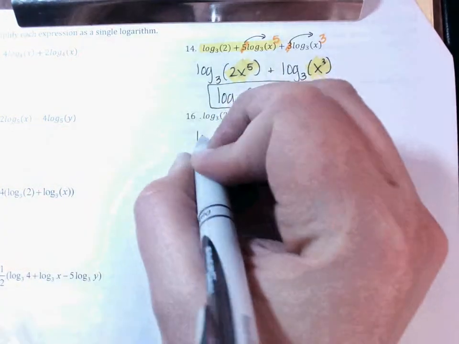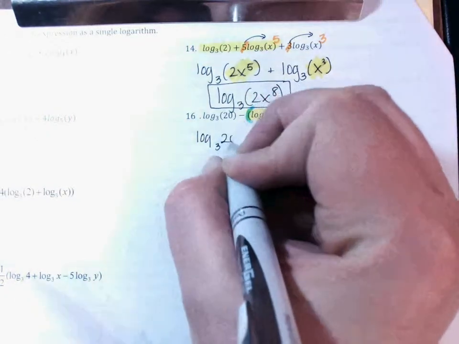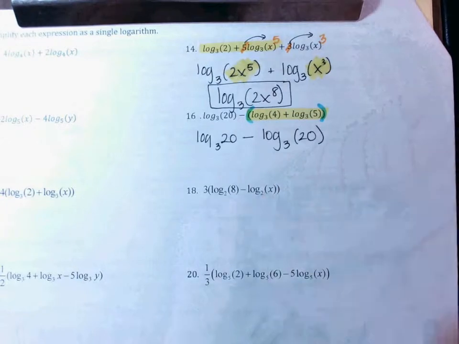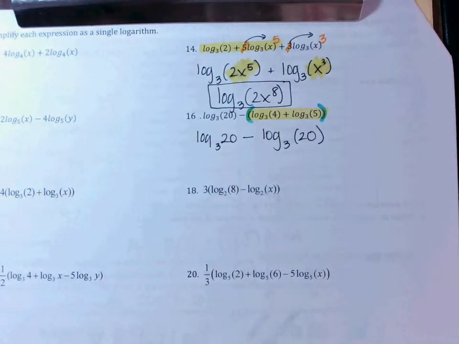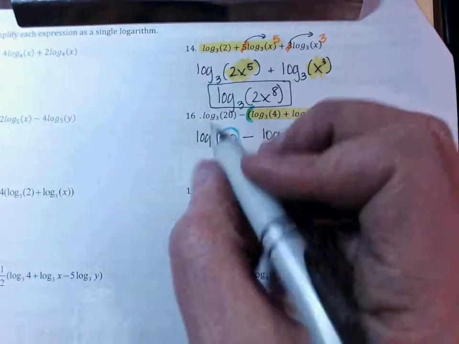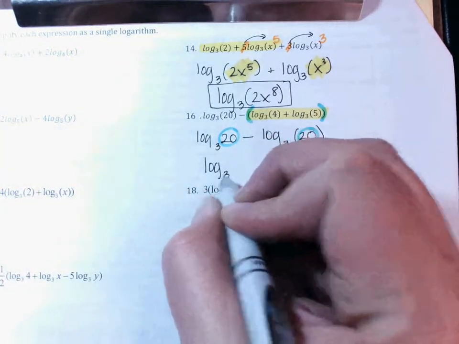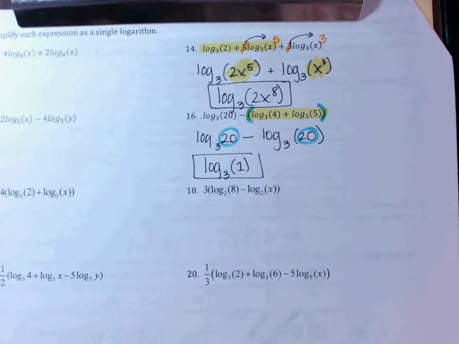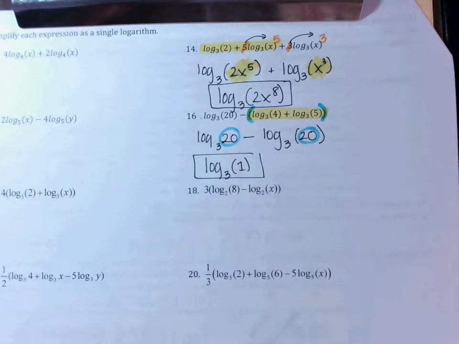So I have log base 3 of 20 minus log base 3 of 20. And then if my logs are subtracted, what do I do with the arguments? Divide. What is 20 divided by 20? Log base 3 of 1. Okay, so when you get to this section on your test, remember you're not solving, you're just combining. Okay, there's no equals, there's nothing you need to solve for.